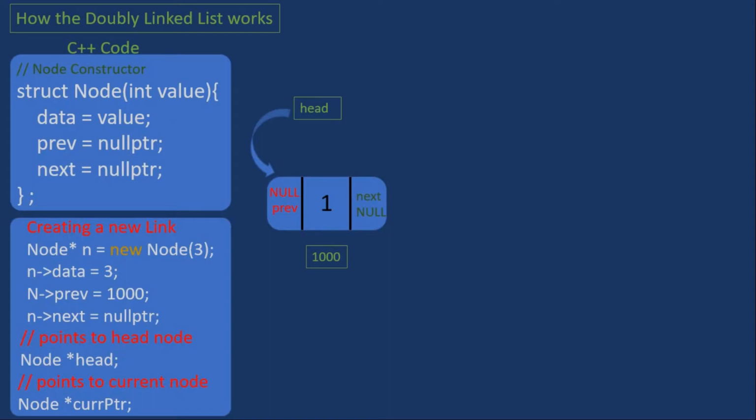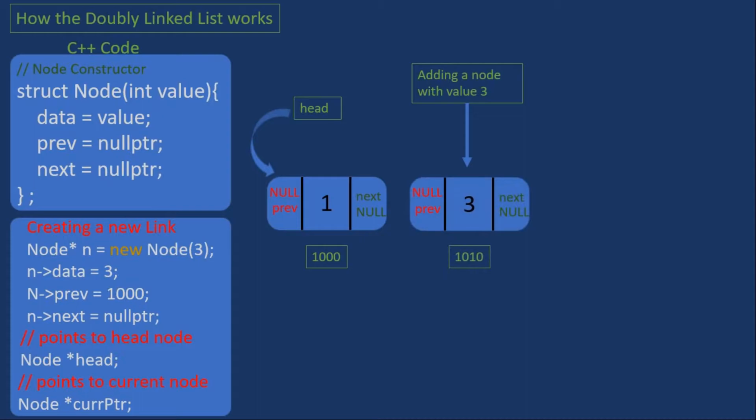We create a node pointer n, which will hold the returned memory address of the newly created node. And now that we have access to the newly created node's memory address, we can set the data variable to 3 and set the next pointer of the previous node to point to the newly created node. And then set the new node's previous pointer to point at the previous node at memory location 1000. And we just connected the first two nodes.